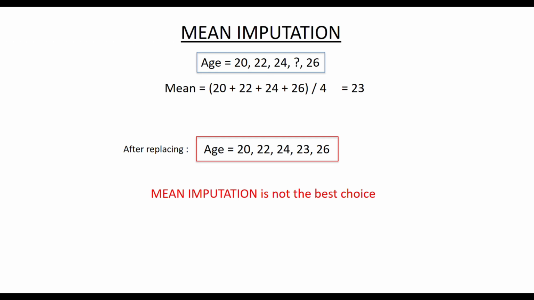But there is an important problem. The mean is highly sensitive to outliers. For example, if we have values like 20, 21, 22, 23 and 1000, that value of 1000 will significantly increase the mean. Therefore, mean imputation is not always the best choice.